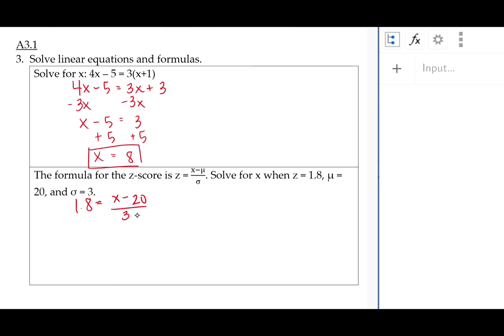So let's get rid of that fraction first. I'm going to multiply both sides times 3. I have a GeoGebra window open up over here. Let me widen it a little bit so that we can use it.